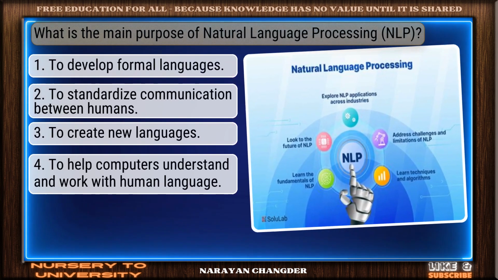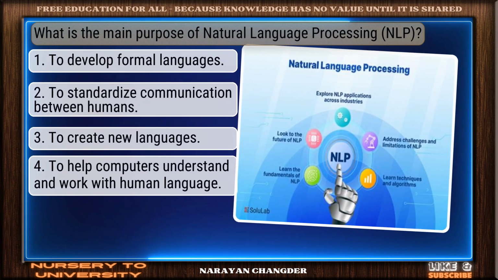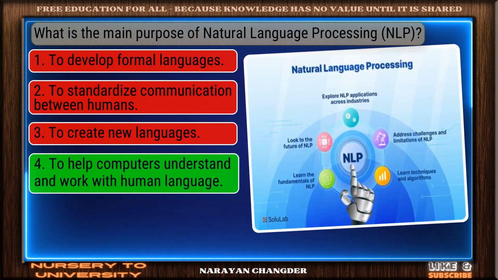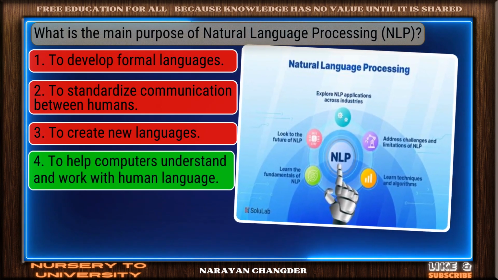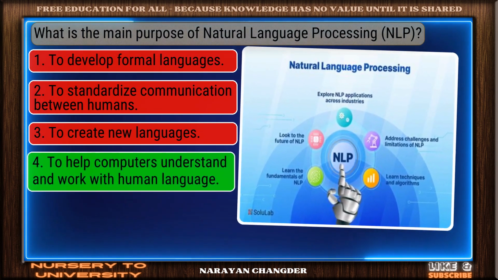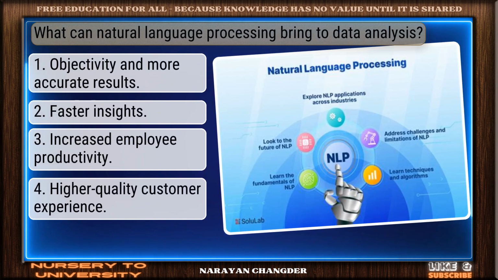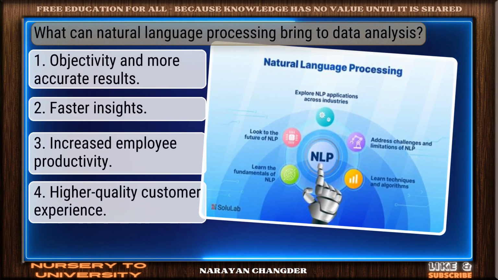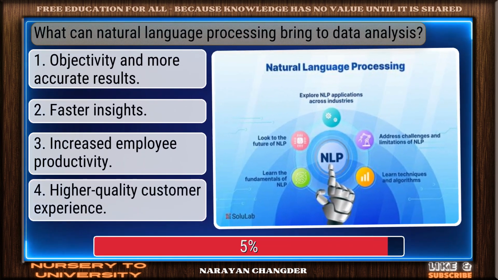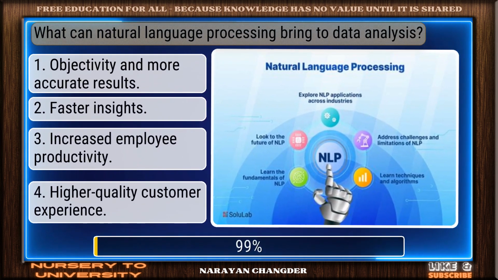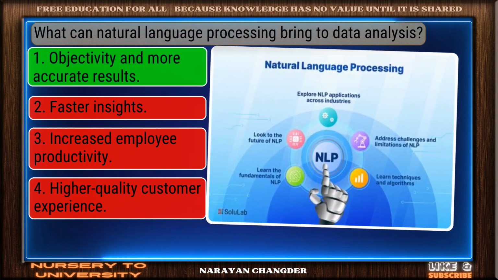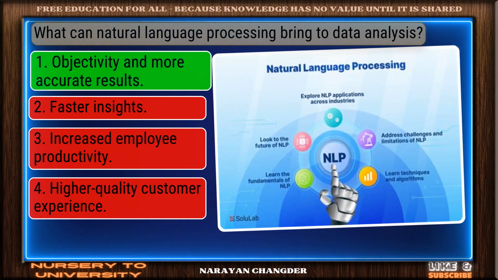Question number 22. What is the main purpose of natural language processing? Good thinking. To help computers understand and work with human language is the right answer. Question number 23. What can natural language processing bring to data analysis? Nice selection. Objectivity and more accurate results is the correct and valid answer.